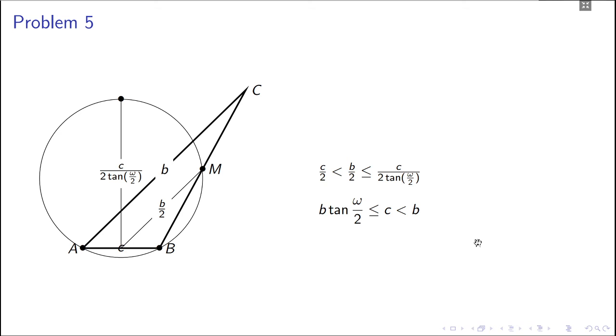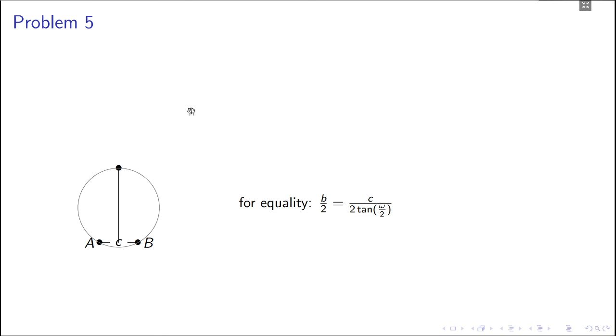Now it's asking you what happens when there is equality. When there is equality, then M will reach this point. So what happens when M reaches here? Let's just draw it again. Take M to be this point. Take BM, double it, and this is your triangle.